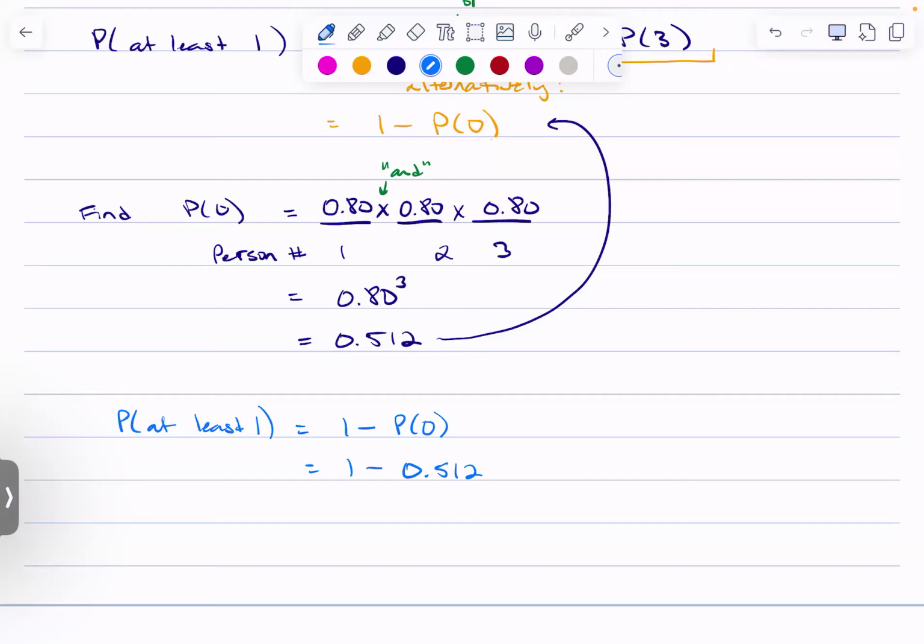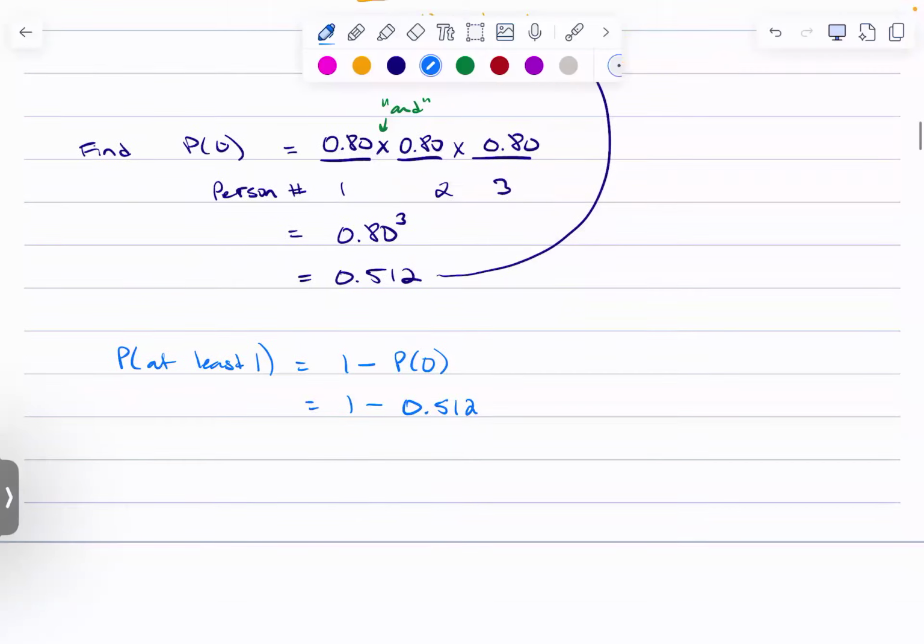How would you find the probability of 1? Just for some practice. Oh, hey, 0.512. I guess I should finish this off. Got carried away. 1 minus 0.512, I get 0.488.